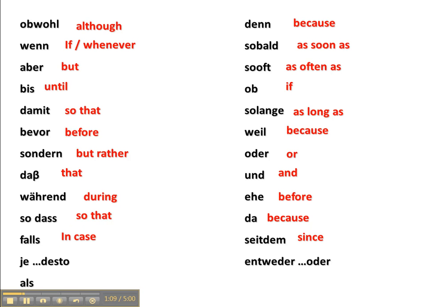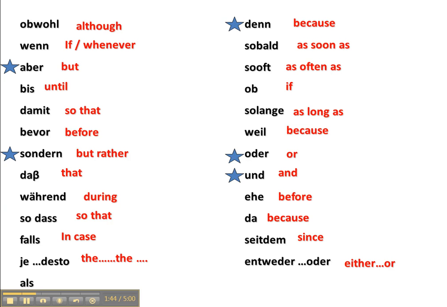Seitdem, since. And these next two are really not so much conjunctions as they are expressions. Je desto. For example, when you want to say the more the better: je mehr, desto besser. And entweder oder, which is entweder gut oder schlecht, so either good or something else. And als. And then the coordinating conjunctions out of this group are denn, aber, oder, und sondern.